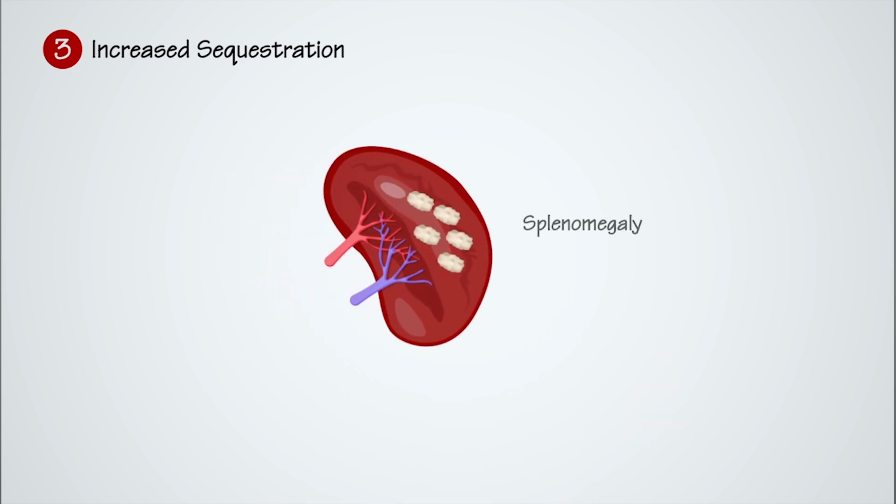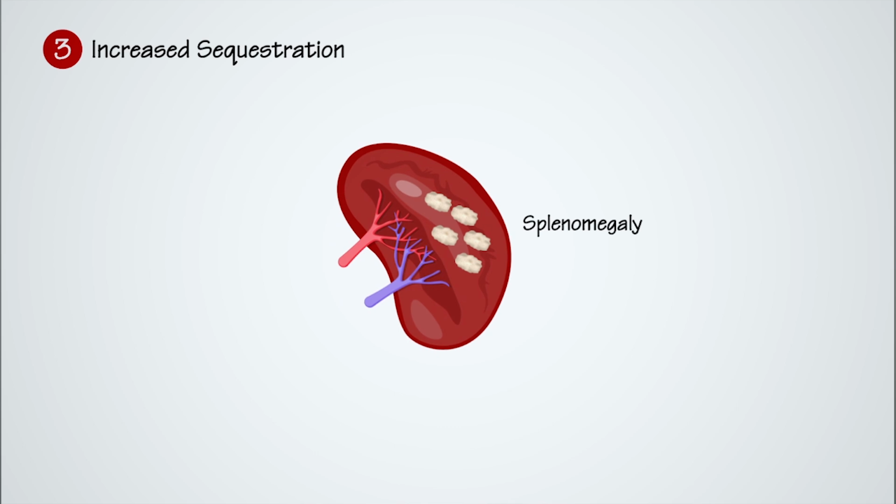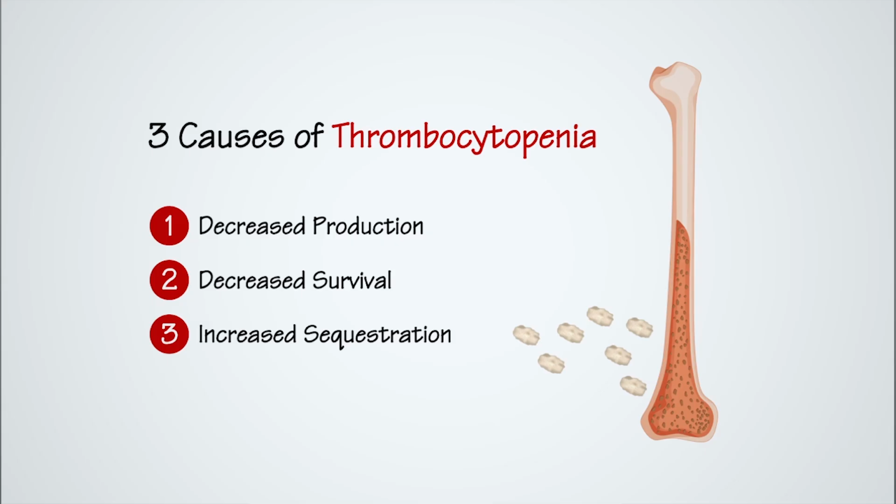So, if a condition causes the spleen to enlarge, resulting in splenomegaly, the spleen will function abnormally, sequestering or destroying up to 90% of the total platelet mass that is stored in the spleen. Now, this will obviously result in the decrease in circulating platelets and cause thrombocytopenia in a patient. So these were the three main causes of low platelet count that you might observe in a patient. I hope you learned something new today.